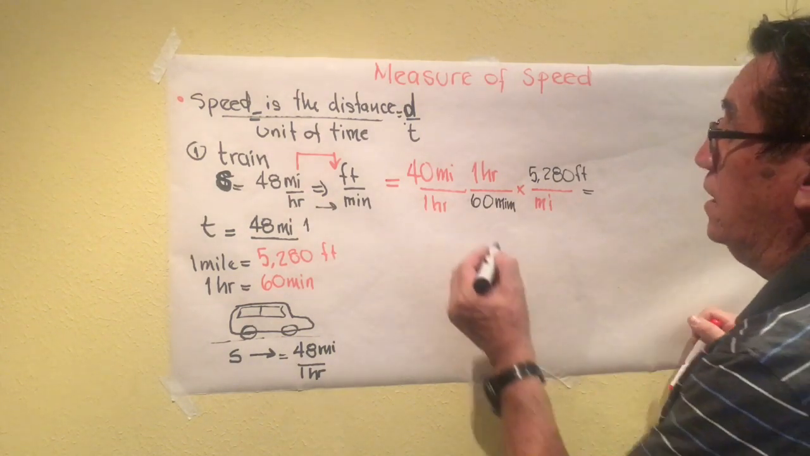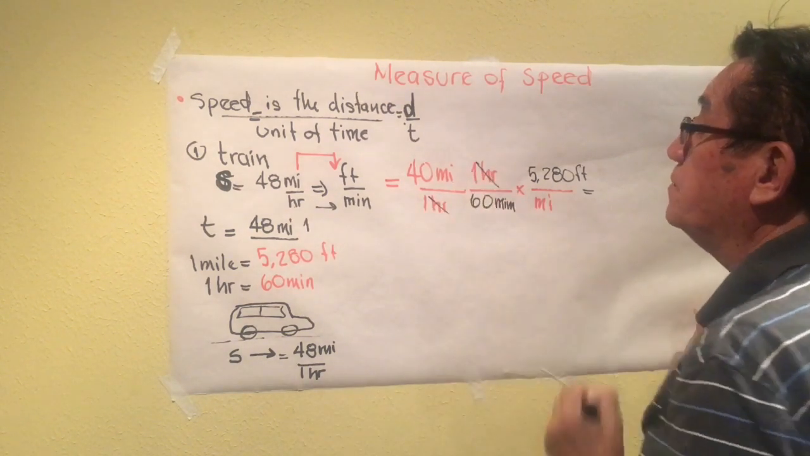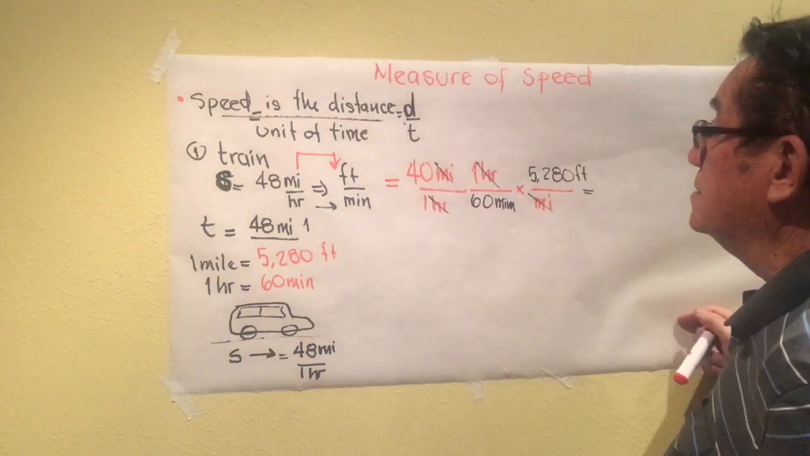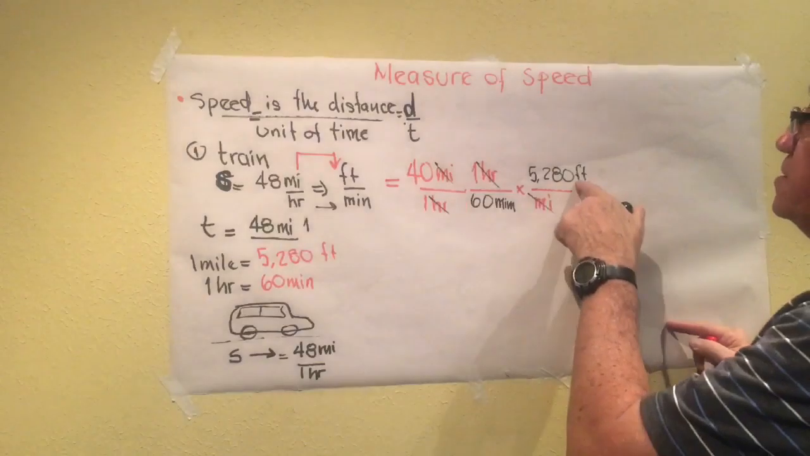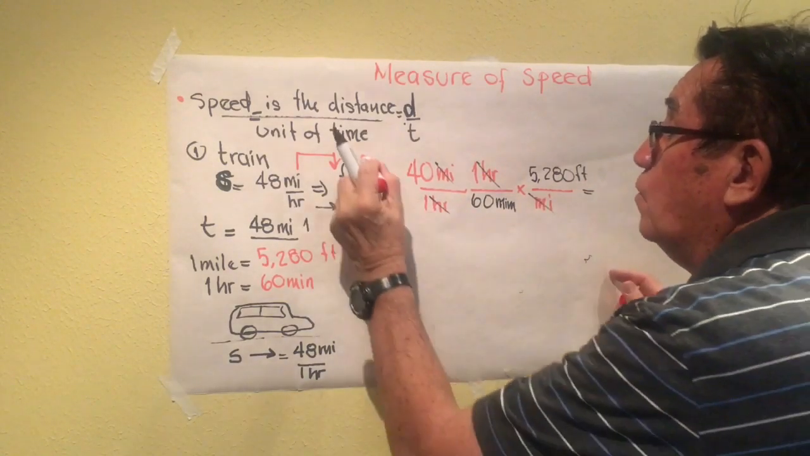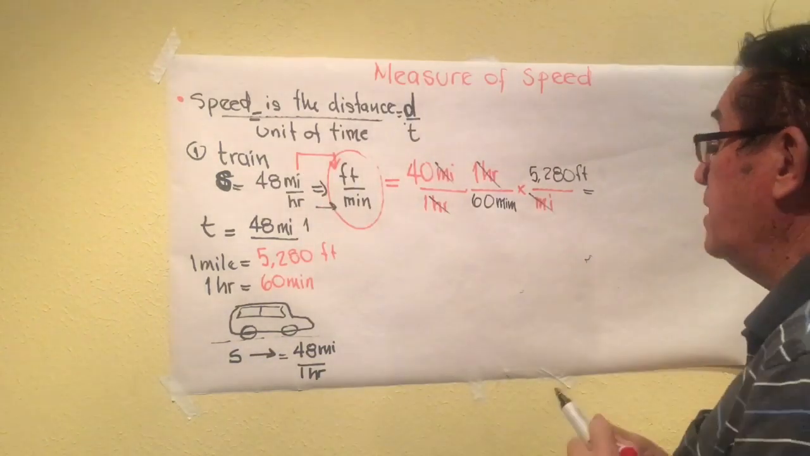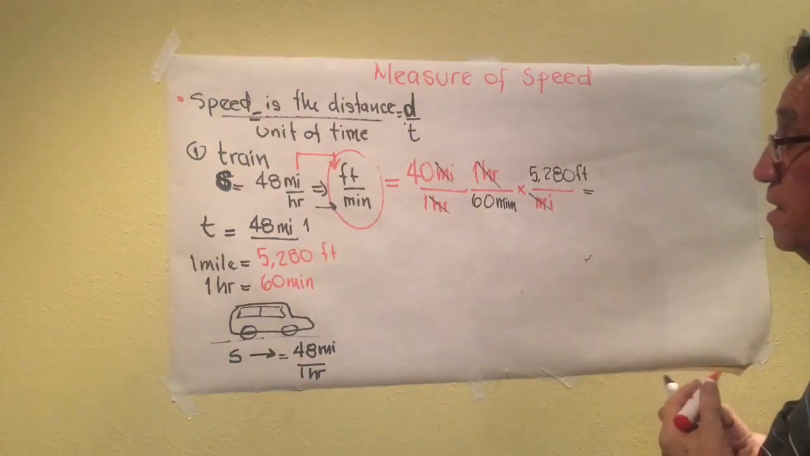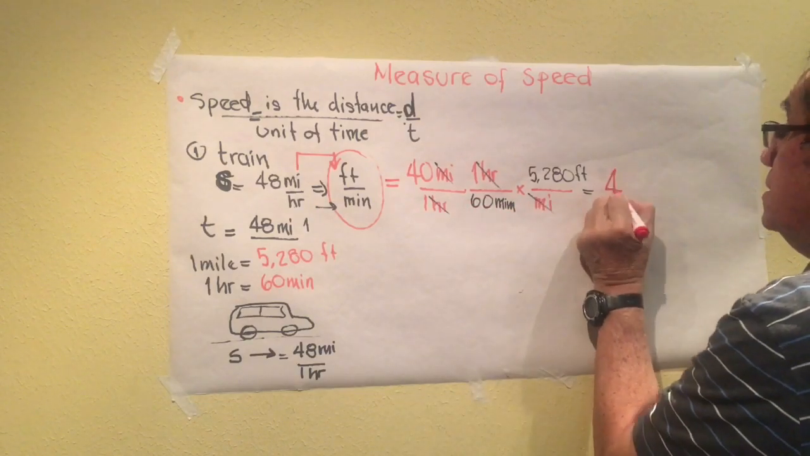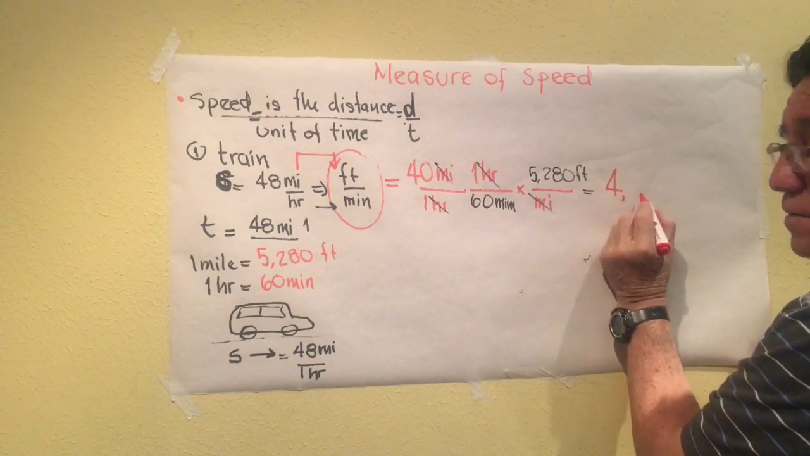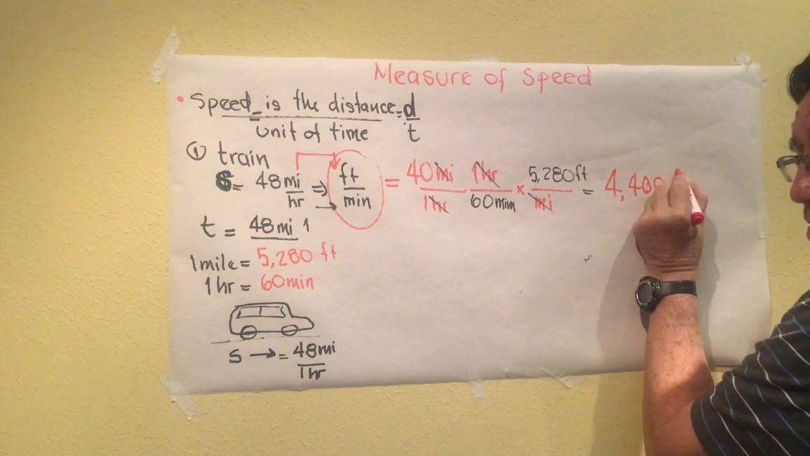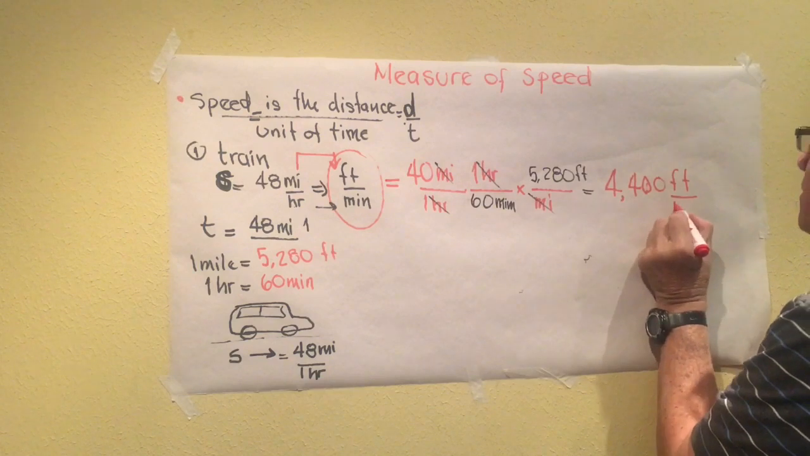What can I cancel? Hours are cancelled with hours. Miles are cancelled with miles. What's left? Feet and minutes are left, and this is just what I want to get. So my answer in this case, if I do all these calculations, is that the train goes 4,400 feet per minute.